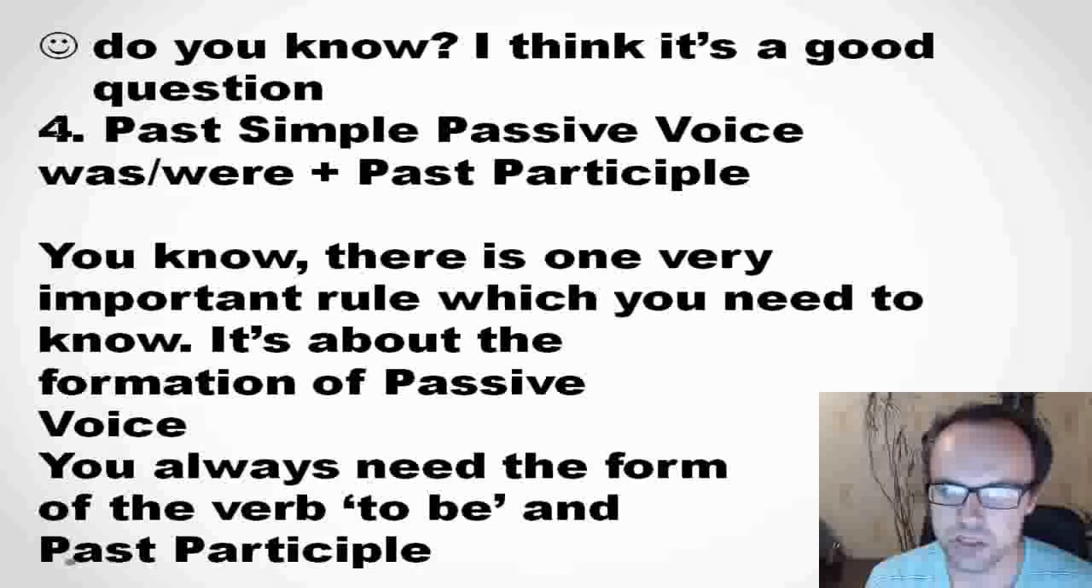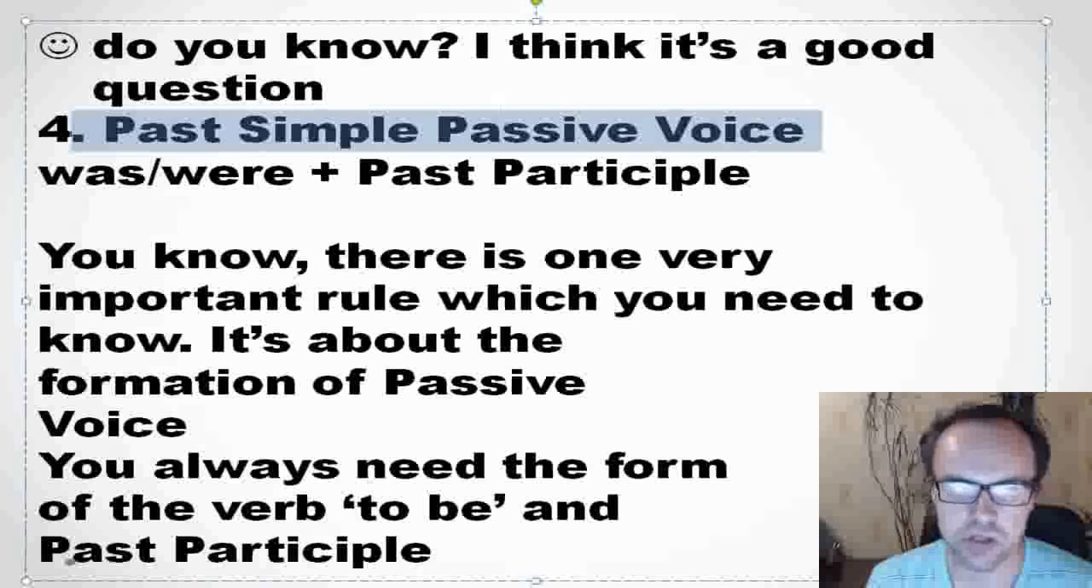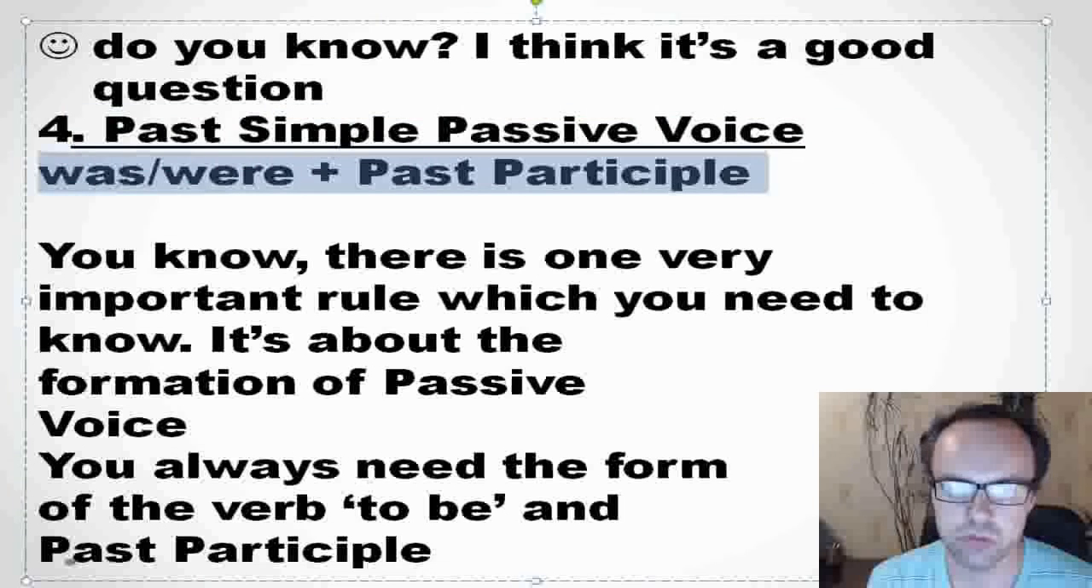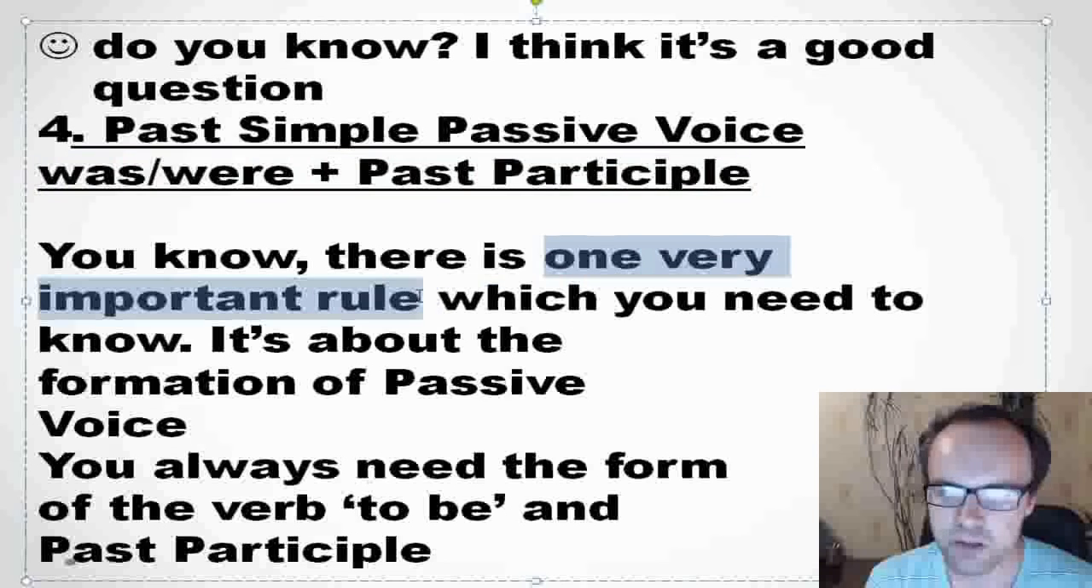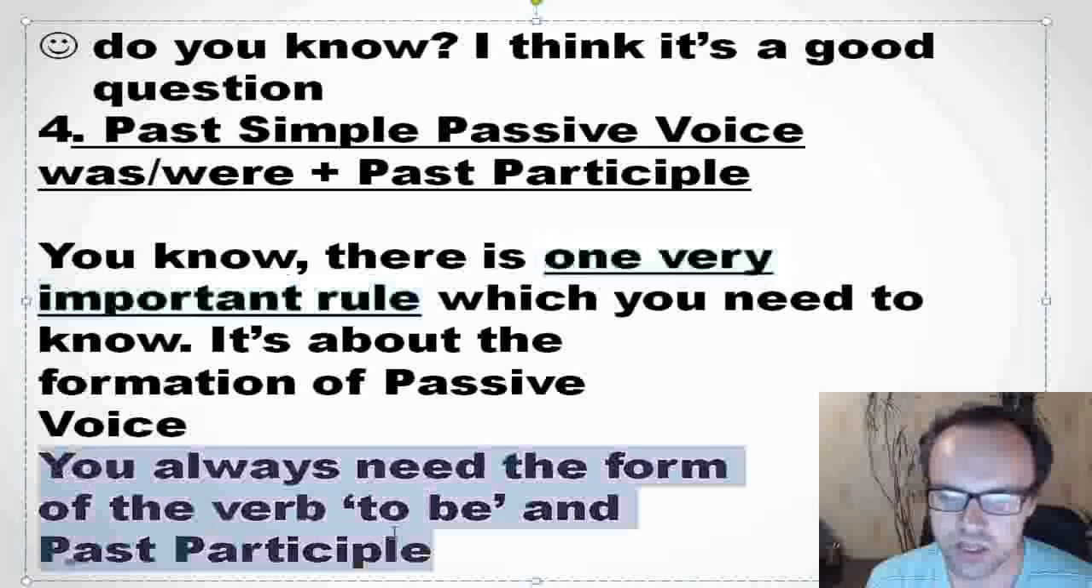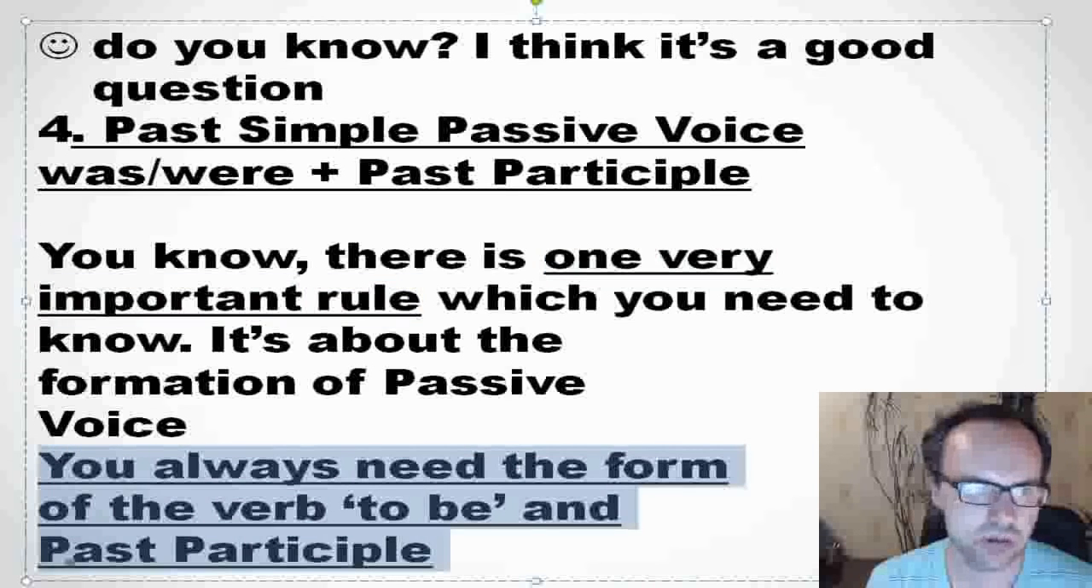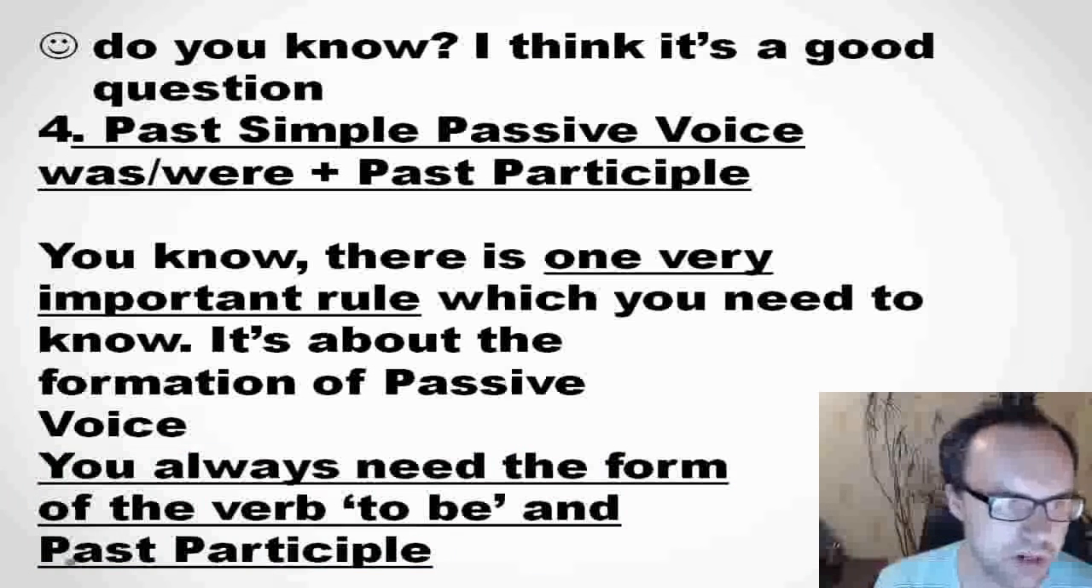Next, past simple passive voice. So was or were plus past participle. You know, there is one very important rule which you need to know. It's about the formation of passive voice. You always need the form of the verb to be and past participle.